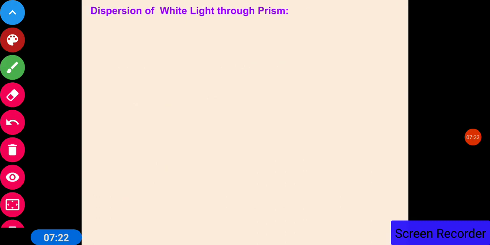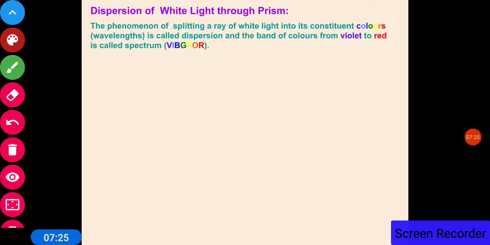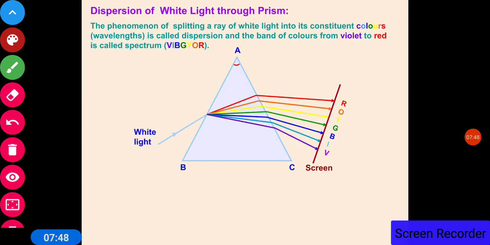Now let us understand the dispersion of white light through a prism. The phenomenon of splitting a ray of white light into its constituent colors or wavelengths is called dispersion, and the band of colors from violet to red is called the spectrum, which is in the order VIBGYOR. So this is the prism. When the white light falls on it, it splits into 7 colors in the order VIBGYOR. So the angle of deviation for each color: for red the angle of deviation is del R, for violet the angle of deviation is del V.